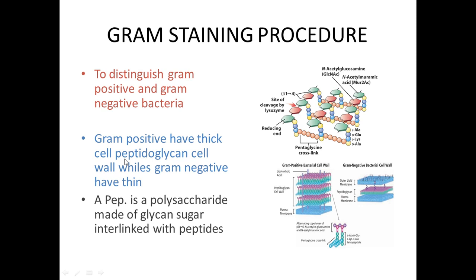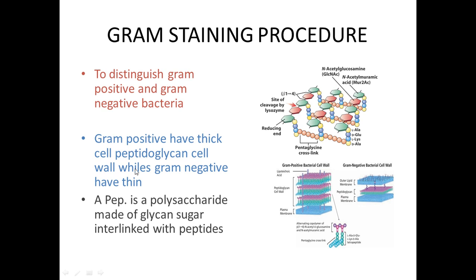So what is a peptidoglycan? The peptidoglycan is a polysaccharide made of glycan sugars interlinked with amino acids, or peptides. It is like a heteropolysaccharide made of glycan sugars, which are basically monosaccharides such as amino glucoses and the rest, interlinked with peptides. This is the main component of a bacterial cell wall.